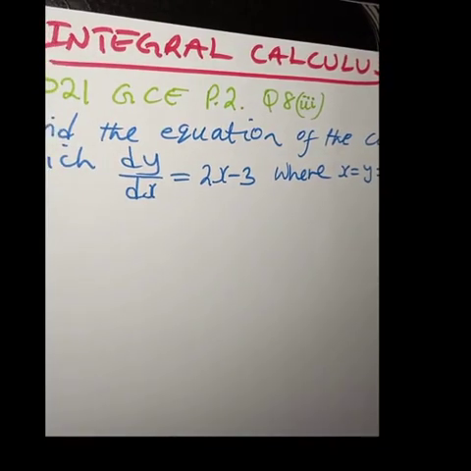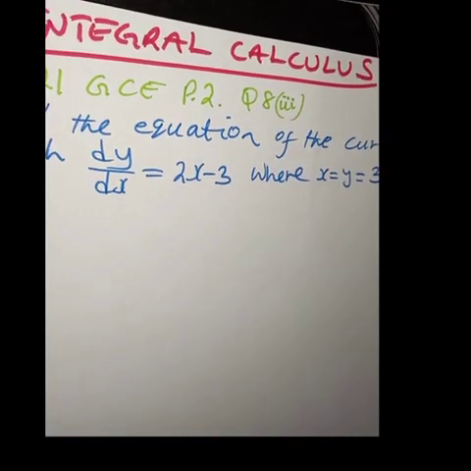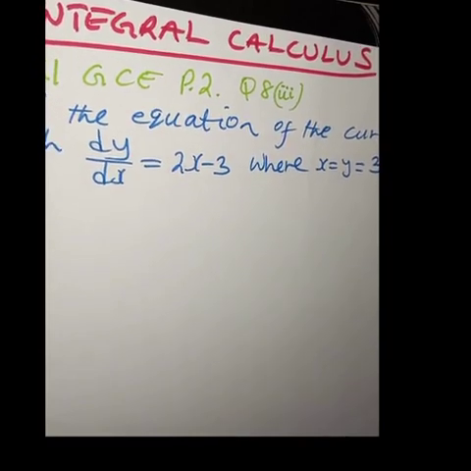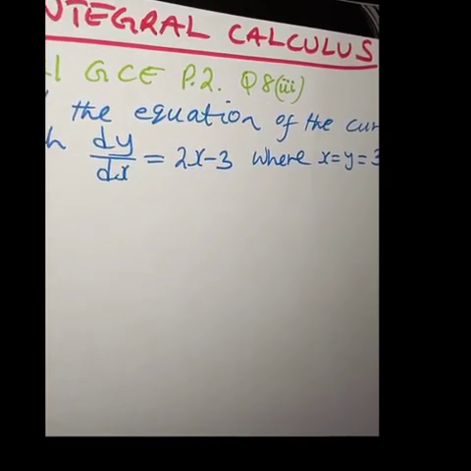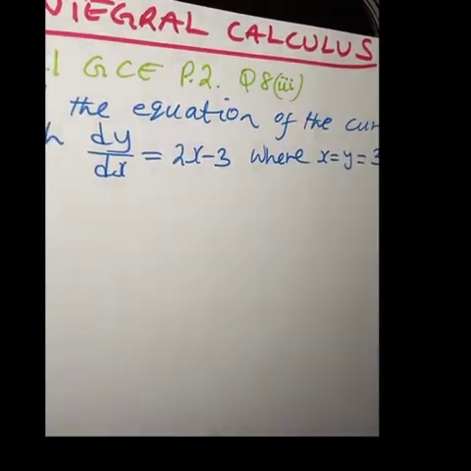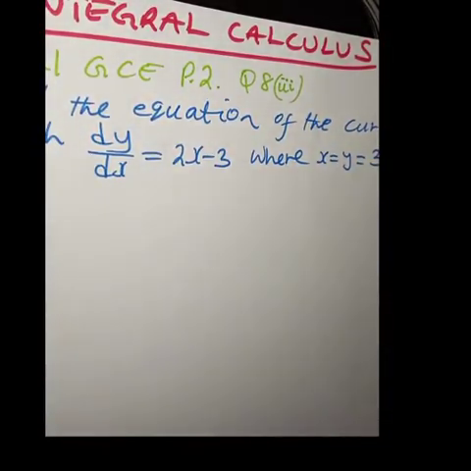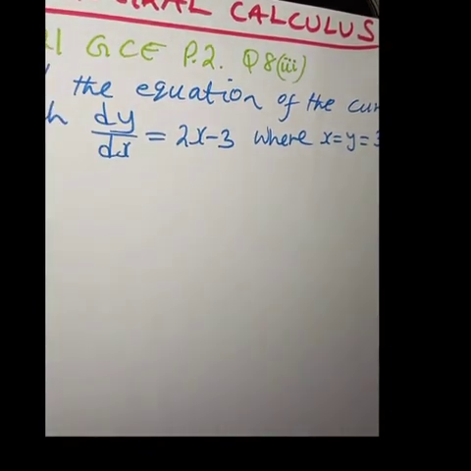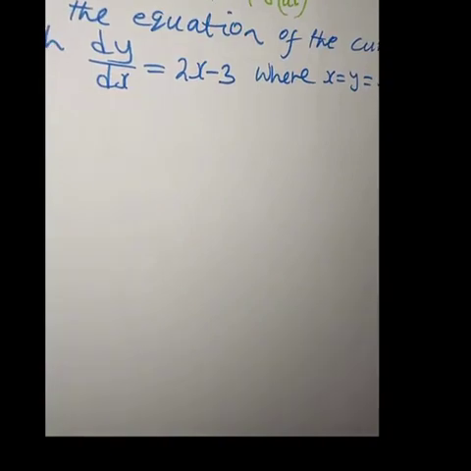So now the question says find the equation of the curve for which dy/dx is equal to 2x minus 3, where x is equal to y is also equal to 3, right? So this question is supposed to be solved in this way.